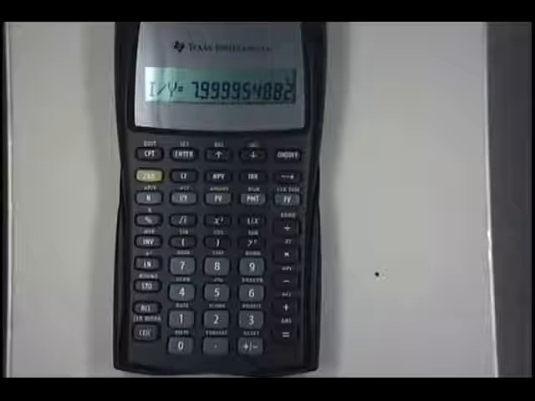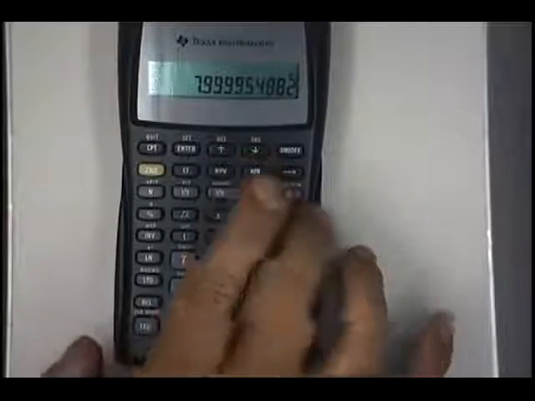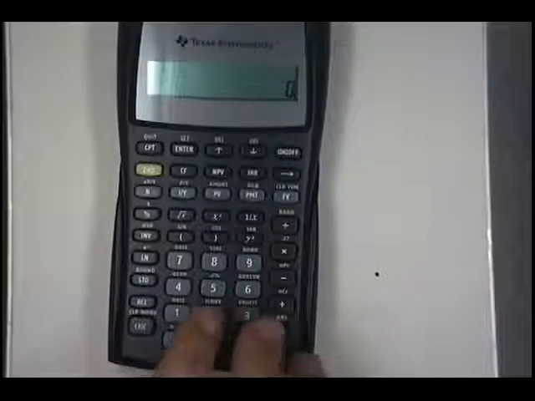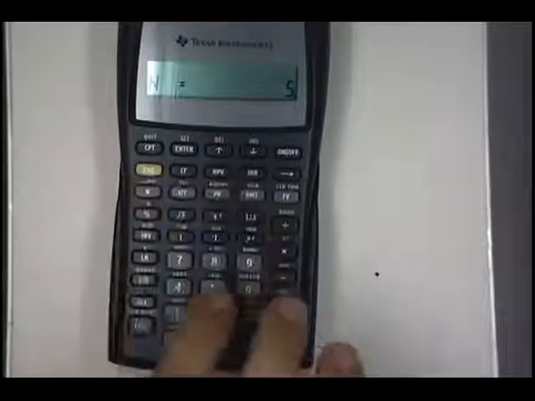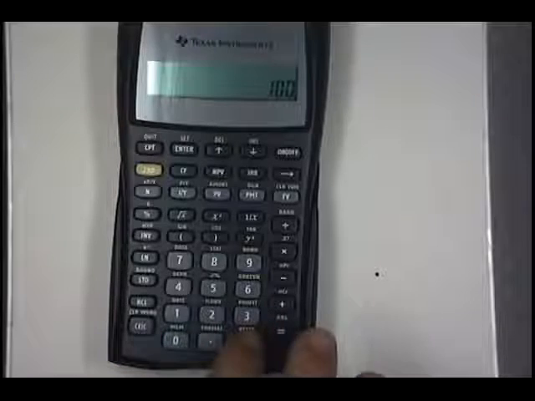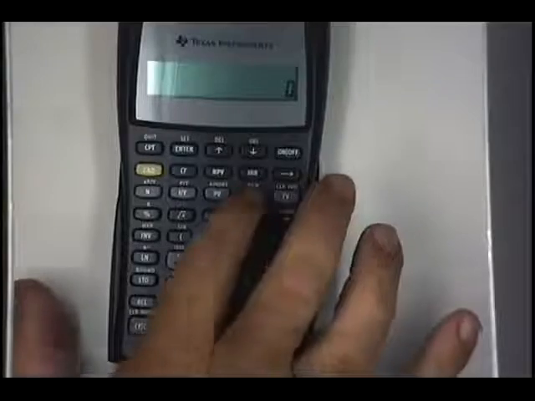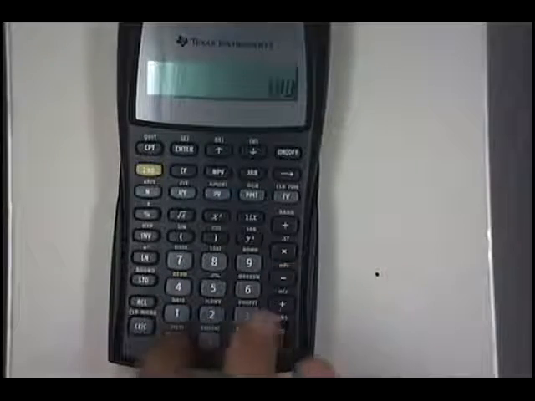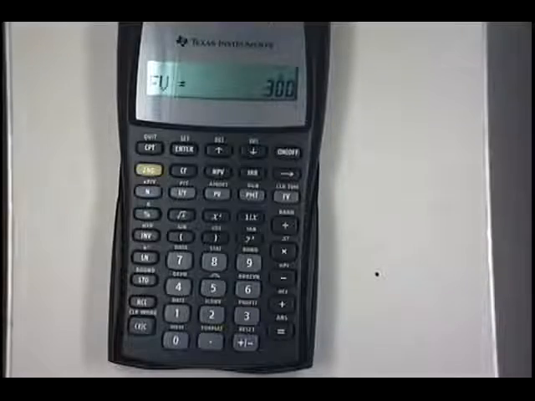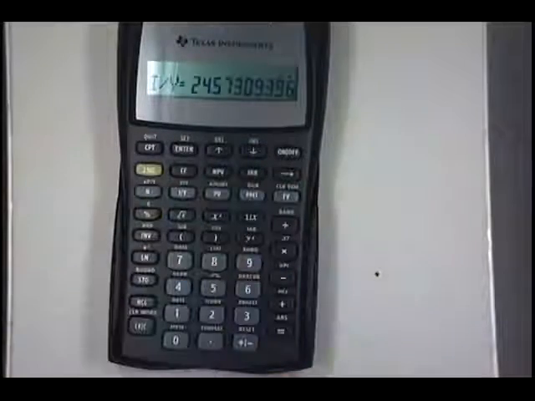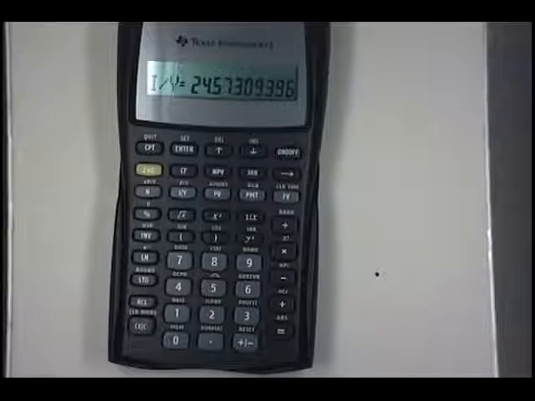So what is my interest rate? Clear time value of money. Erase my numbers. N is 5. 100 negative is my present value, a 0 payment, and 300 future value. I can now compute my interest rate. In order to go from $100 to $300 in 5 years, I would have to get a 24.57% interest rate.